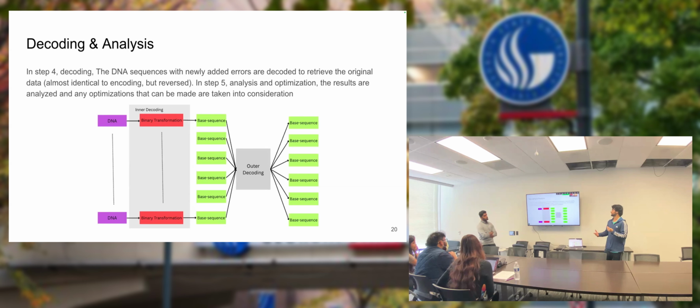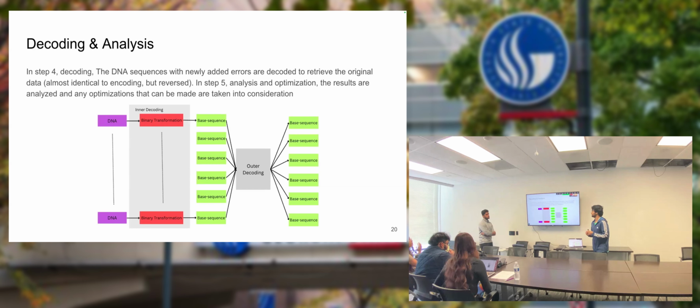And then step 5 is just analysis and optimization. I guess it's not really a step, but part of the tool. Once you get the results, you just analyze them and see any optimizations that need to be made.